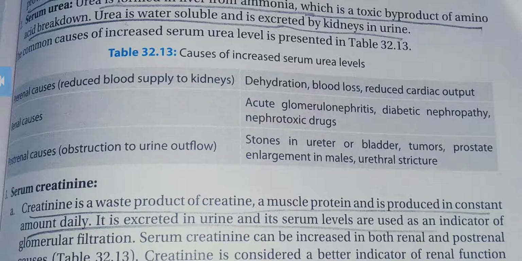Pre-renal causes include dehydration, blood loss, and reduced cardiac output. Then renal causes, inside the kidney, include acute glomerulonephritis, diabetic nephropathy, and nephrotoxic drugs. Then post-renal causes, outside the kidney, mean obstruction to urine outflow: stones in the ureter or bladder, tumors, prostate enlargement in males, and urethral stricture. Usually we say kidney stone.